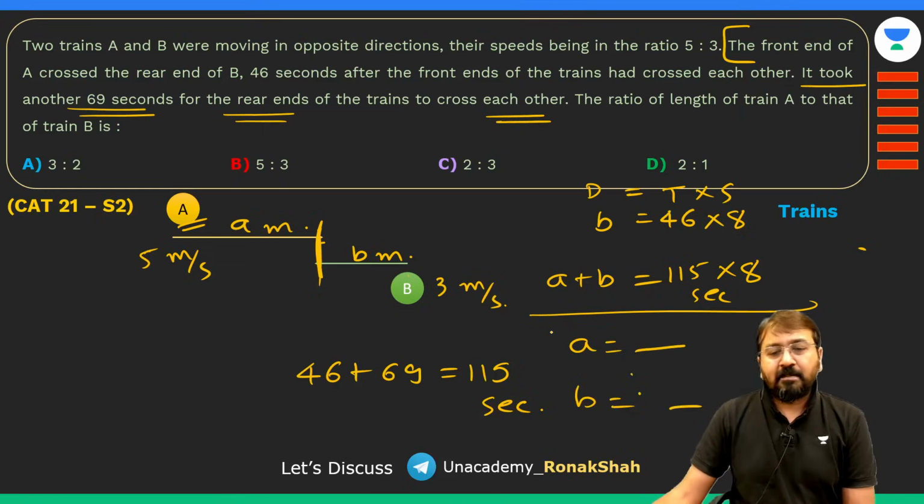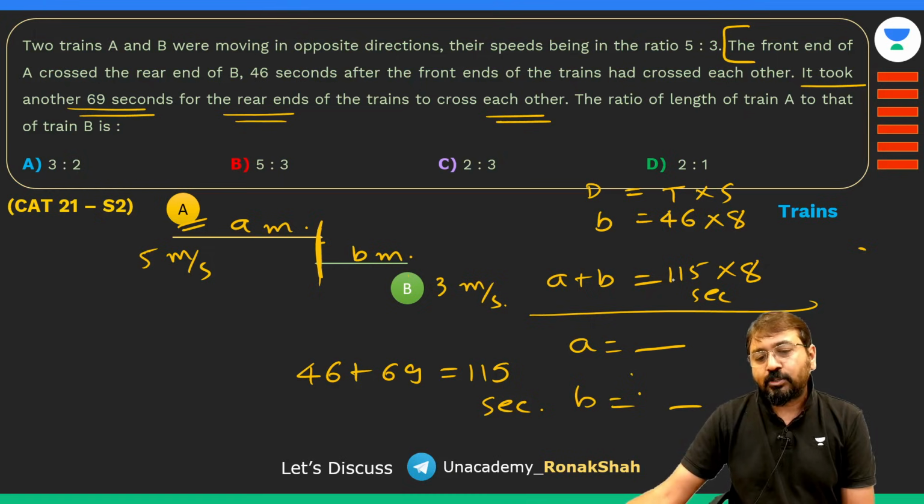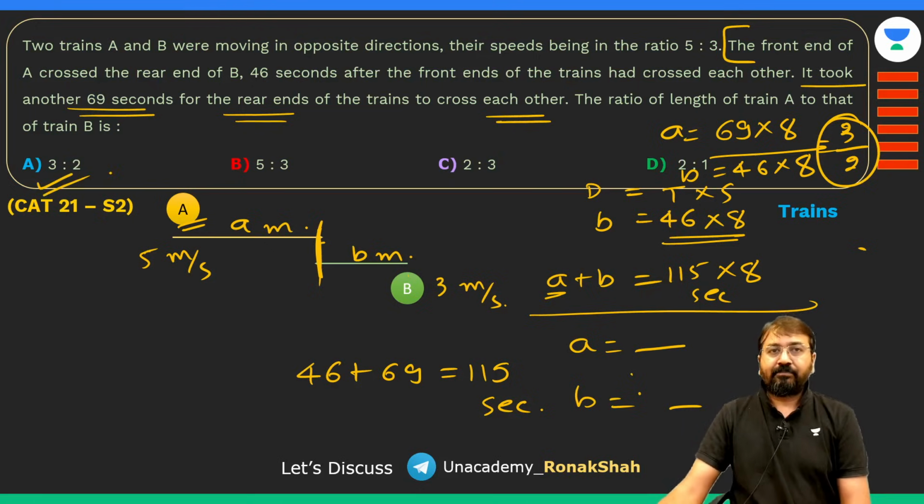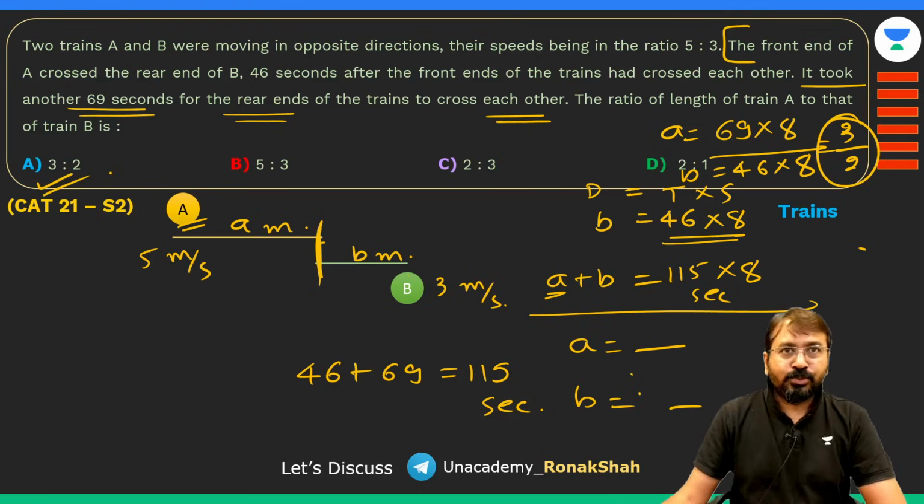So isn't this very simple question? So again, if you want to subtract this, what you can do is 8 is a common factor, so just subtract 115 minus 46. So of course we'll get 69 into 8 as the length of train. This will be A. So A is 69 into 8. What is length of B? It's 46 into 8. So B is 46 into 8. So what is this ratio, guys? It's 3 is to 2. That's the ratio. 3 is to 2. Very simple. So I really hope you all have understood this also.